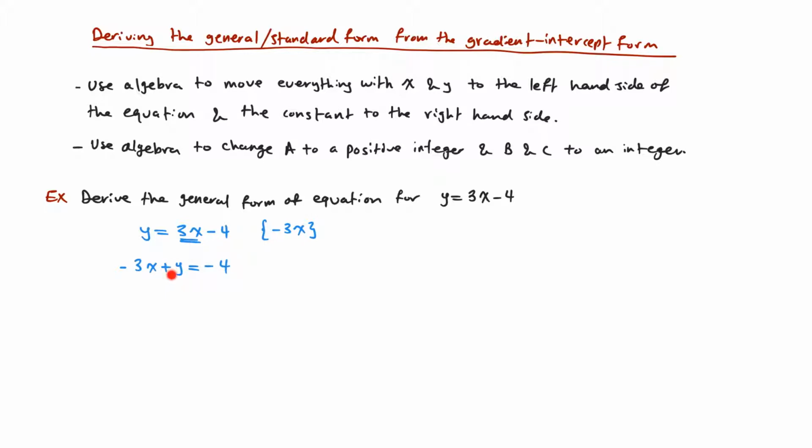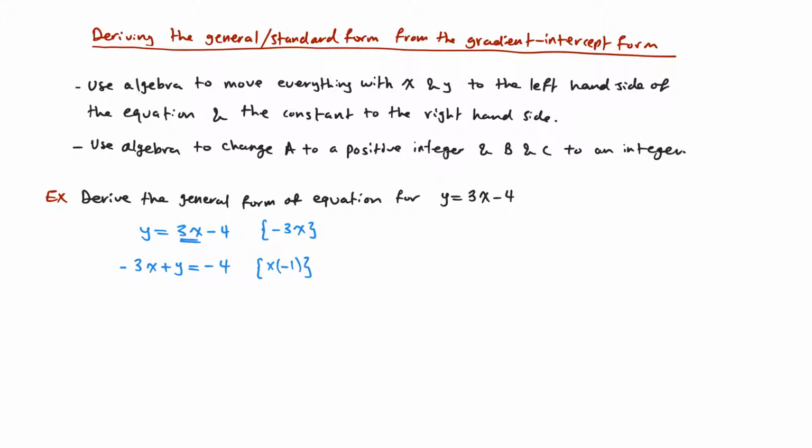We can see that our coefficient of y is positive 1. That's an integer, so that's fantastic. And the negative 4 here is also an integer. So all we need to do is make sure that this is actually a positive value and not a negative value. We do that by multiplying the whole equation by negative 1.